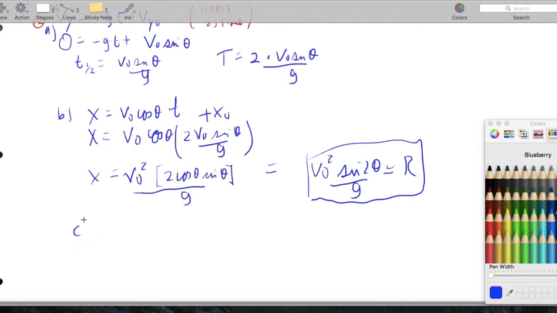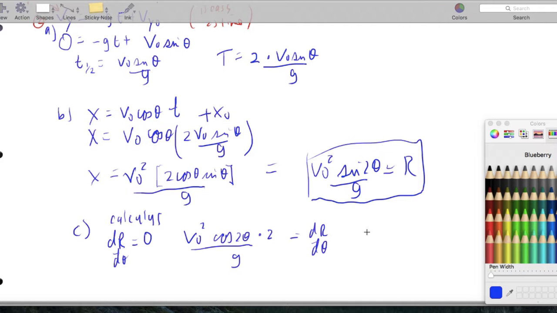There's a lot of arguments you could do. One thing you could do, if you're a calculus nerd, is the calculus approach: dr d theta equals 0. We want to prove that 45 degrees gives us the maximum. You could really prove it by taking the derivative and saying, okay, I got v naught squared cosine of 2 theta times 2 over g equals dr d theta. And then what we realize is if theta equals 45, cosine of 2 theta equals 0, so we've maximized the function.